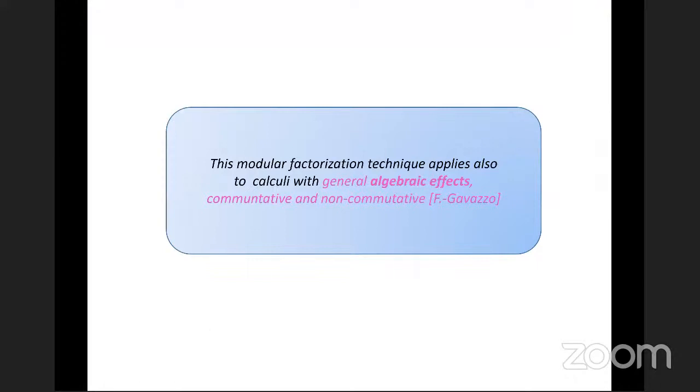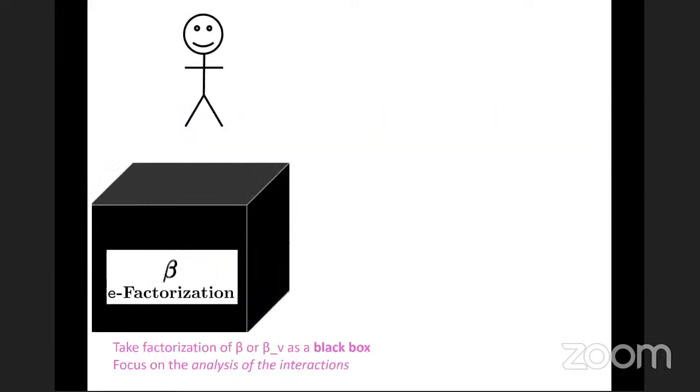The technique applies also to any algebraic effect, whether commutative or non-commutative. This we have shown with Francesco Gavazzo, very recent work. So, summing up, you want to extend, to enrich your call-by-name or call-by-value lambda calculus. What you can do is take beta or beta v as a black box.